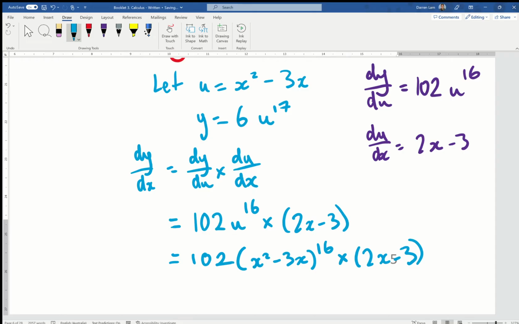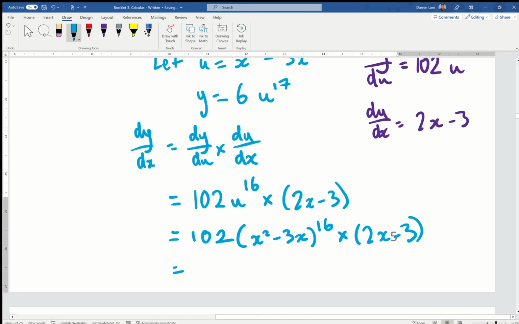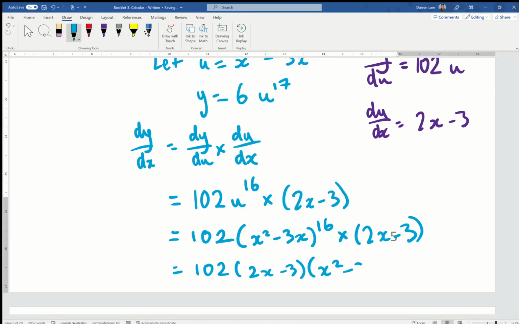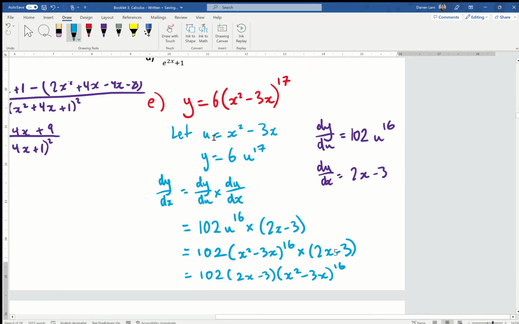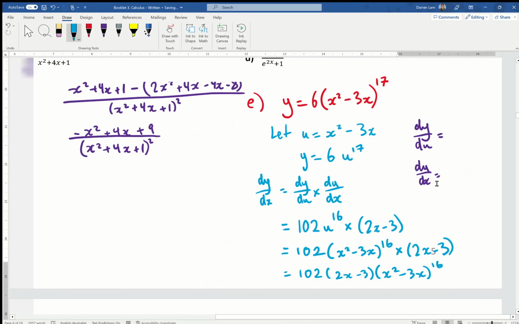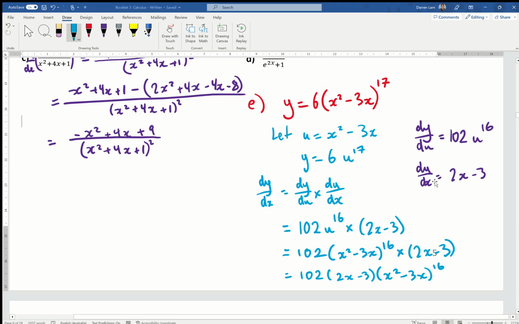And that'll suffice. If you want to, as an optional, you can write 102 bracket 2x minus 3 bracket x squared minus 3x to the power 16. That's purely optional. It's fine. They're both the same thing. And that is the differentiated version of our equation of y without fully expanding to the power of 17. Any questions? Okay.